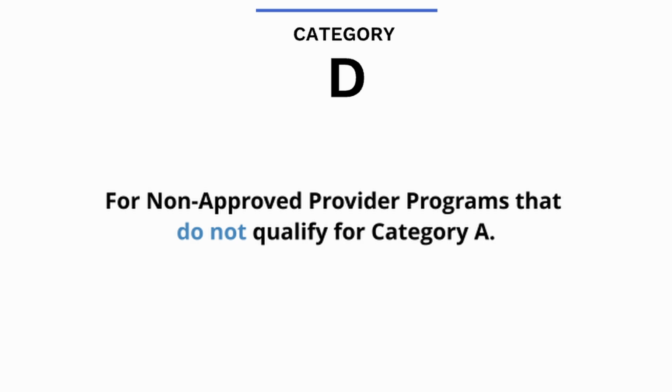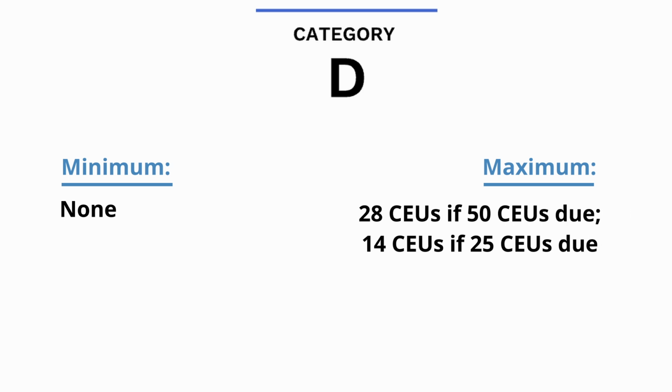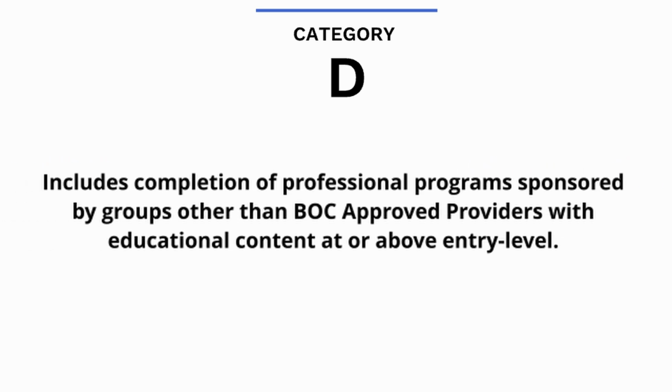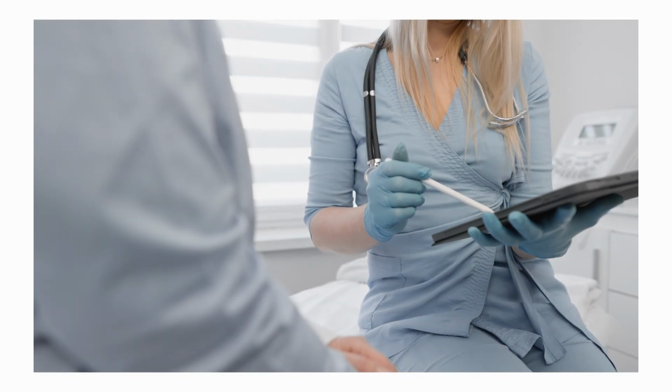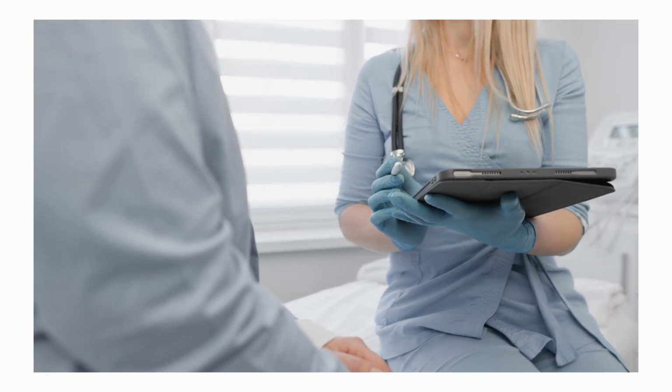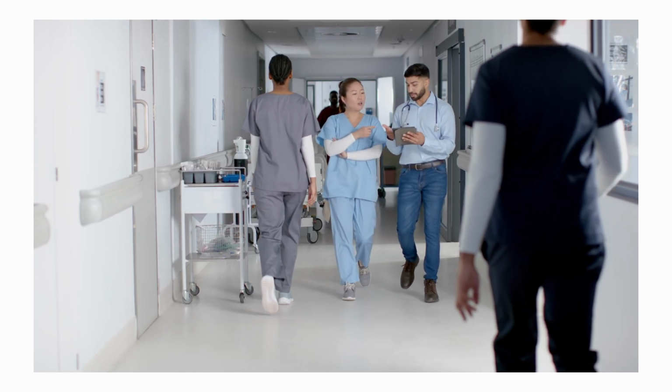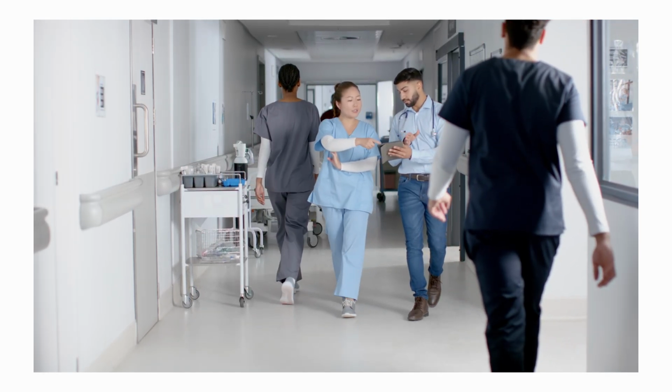Category D programs are for non-approved provider programs that do not qualify for Category A. There is no minimum in Category D. The maximum for Category D is 28 CEUs if 50 CEUs are due, or 14 CEUs if 25 CEUs are due. Category D includes completion of professional programs sponsored by groups other than BOC-approved providers with educational content at or above entry level. The intended audience of the program must be credentialed healthcare providers and/or wellness professionals, and content focused within the domains identified in the PA8.